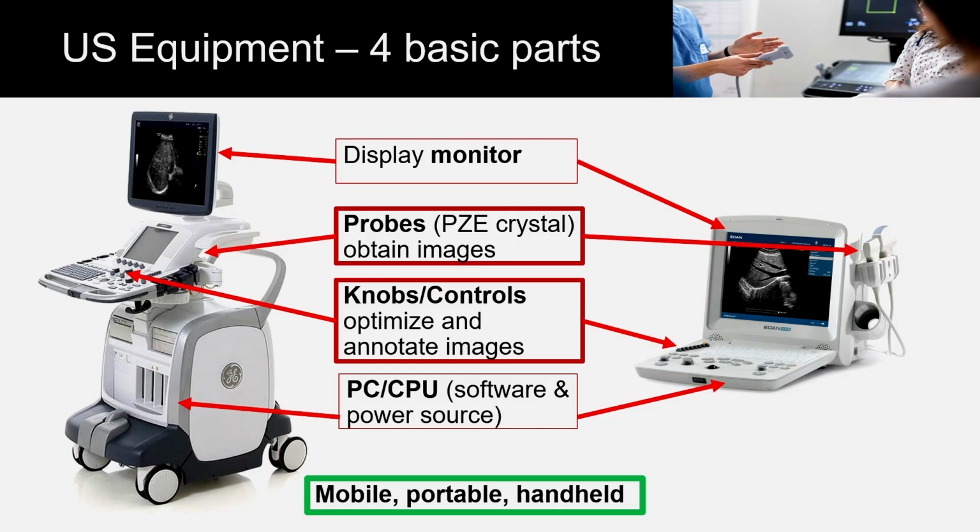The most important part of any ultrasound unit, however, arguably, is the transducer or probe that contains those piezoelectric crystals that those 2 gentlemen discovered. These are used to obtain images, and then various controls and knobs help you optimize and annotate those images. Very important part of ultrasound equipment.